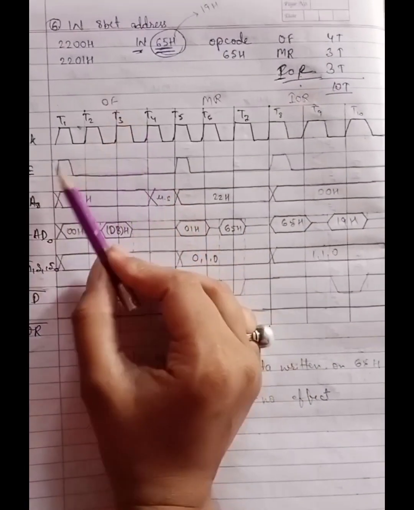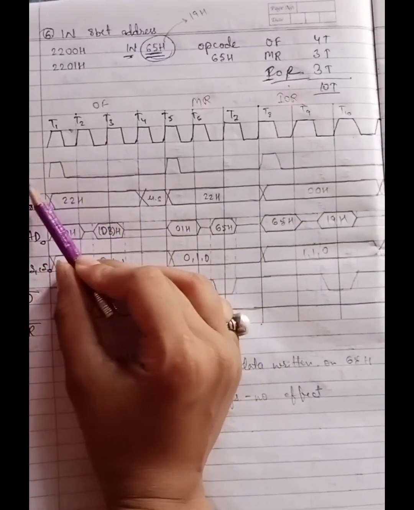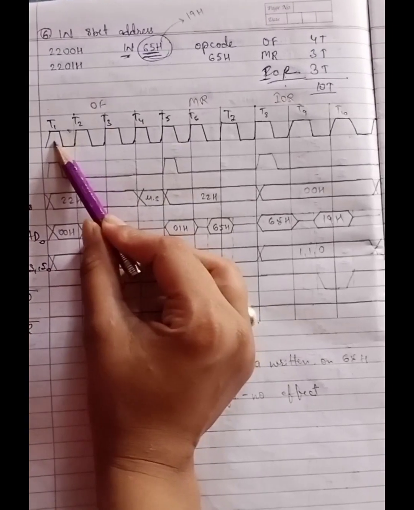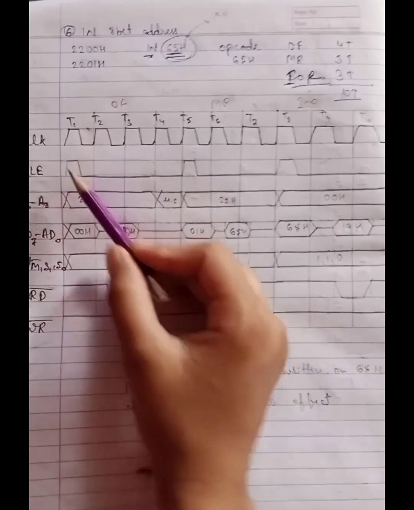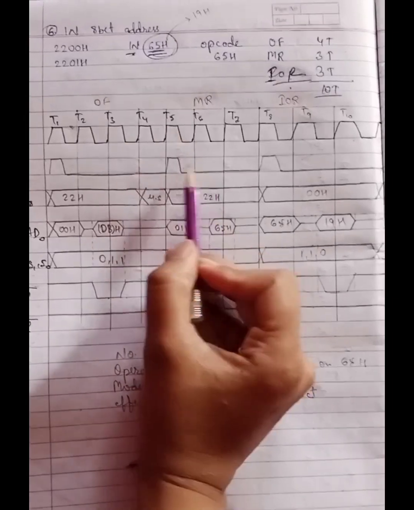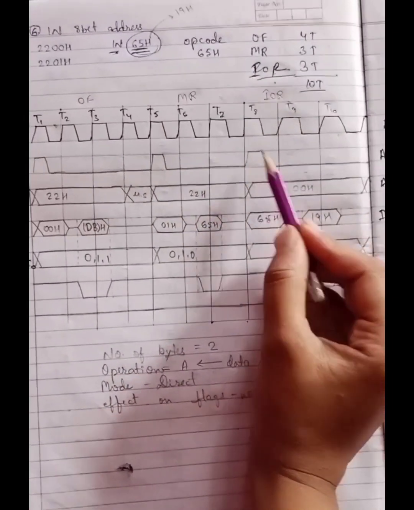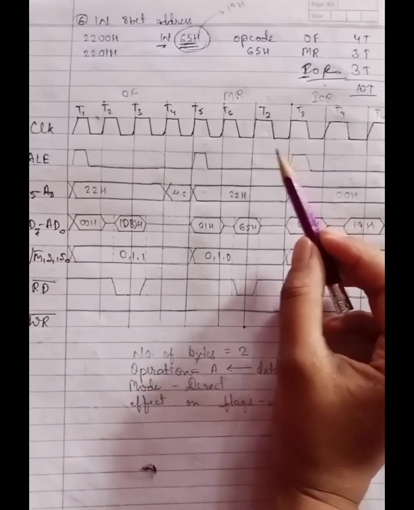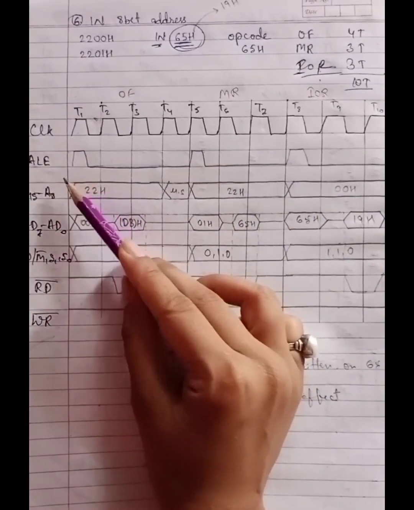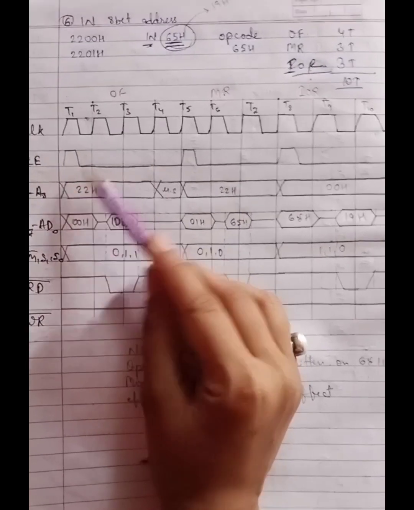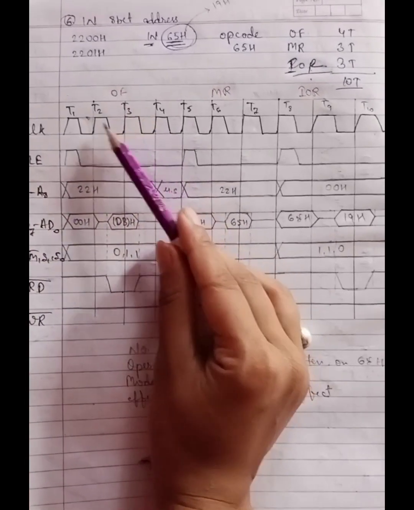During opcode fetch, from T1, the ALE (address latch enable) will be switched on in T1, and again it will be switched off. At T5 it will be switched on, and at IO read, at T8, it will be switched on. This is because we know that ALE is enabled whenever any new operation gets started.